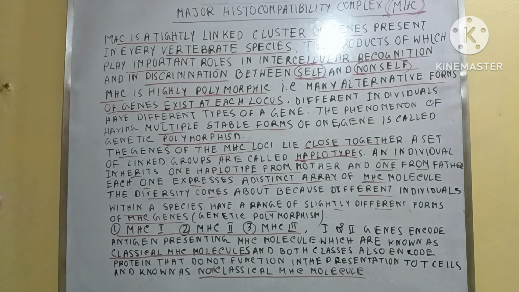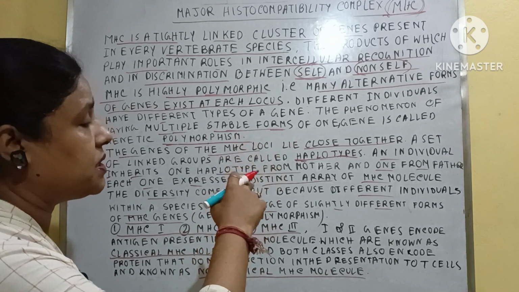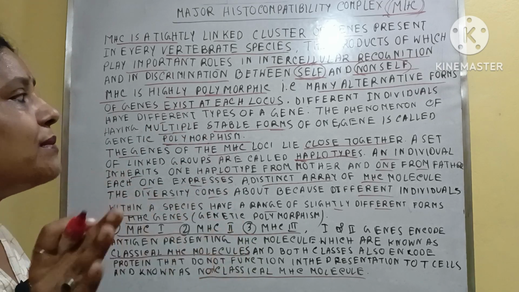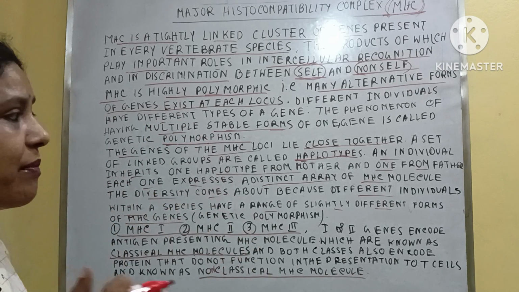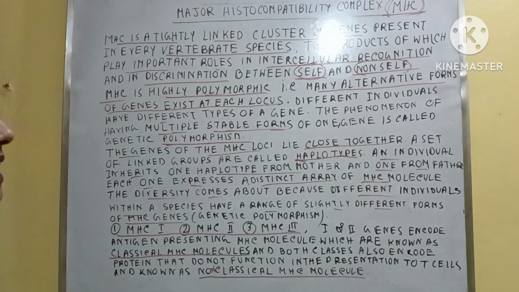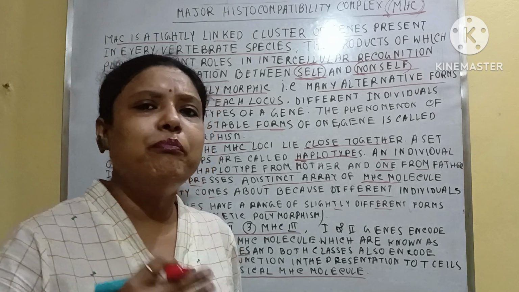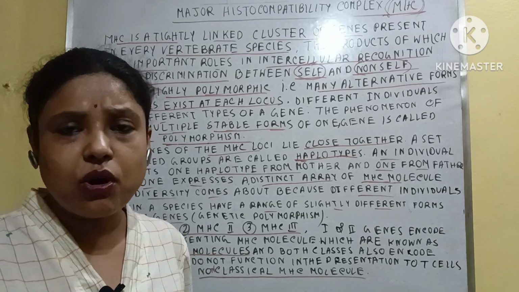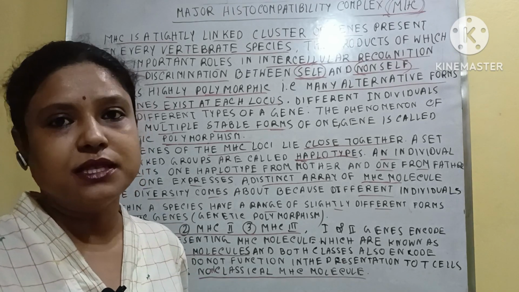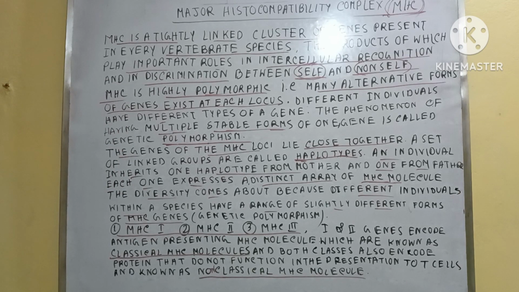Due to the presence of two types of haplotypes, the chances of diversity of MHC molecules increase. Why does the diversity of MHC molecules increase? Because any individual is born with two sets of haplotypes, or two sets of genes. So that's why polymorphism is very necessary.